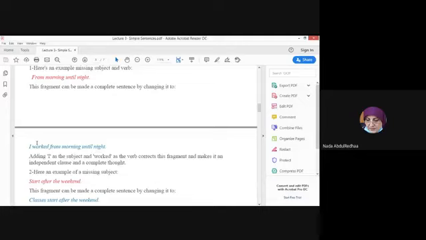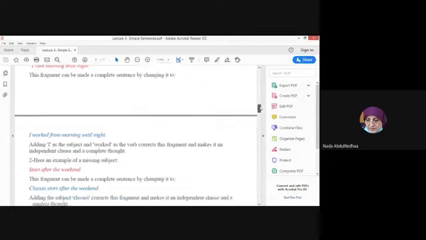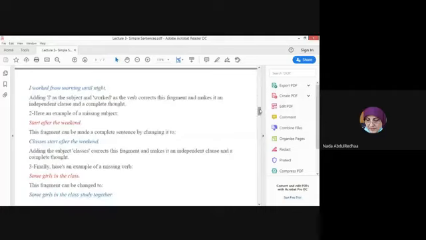Okay? Now, another example we have, for example, start after the weekend. This is also a fragment, okay? And what do we call this? Phrase. Okay, it is also a phrase, yes. And it is a verb phrase. Why? Because it is beginning with a verb, so it is called a verb phrase.